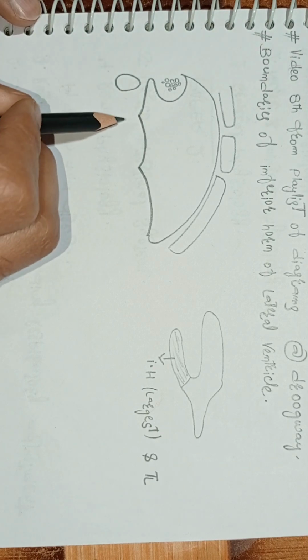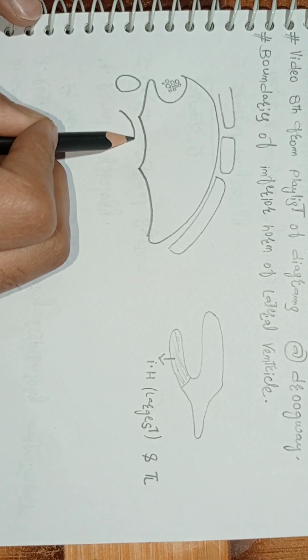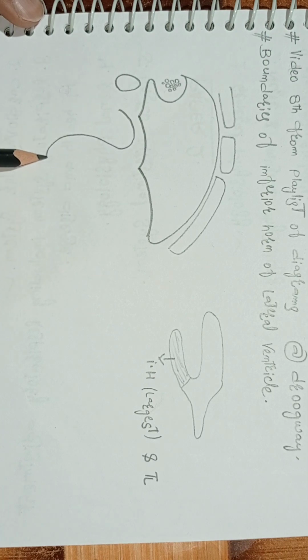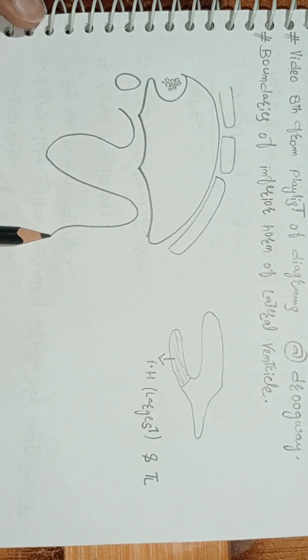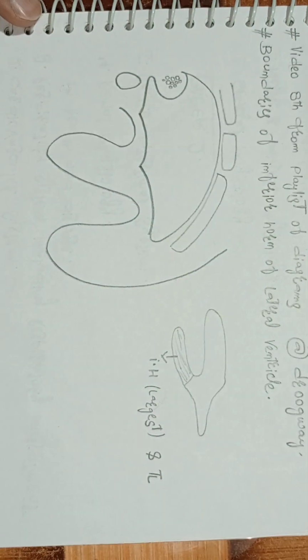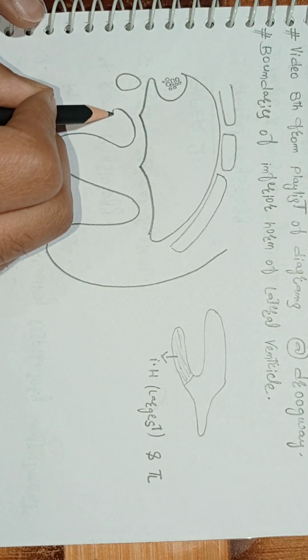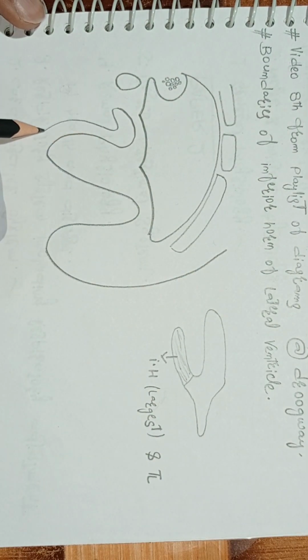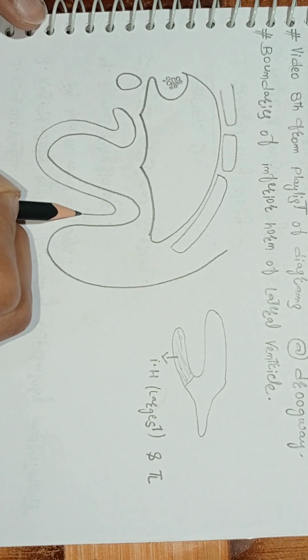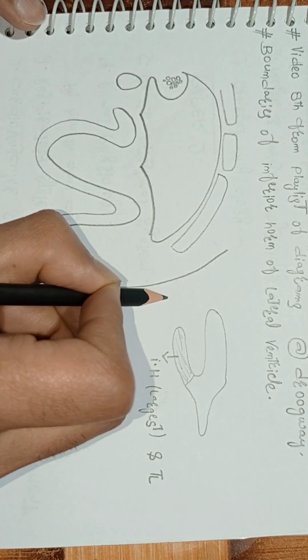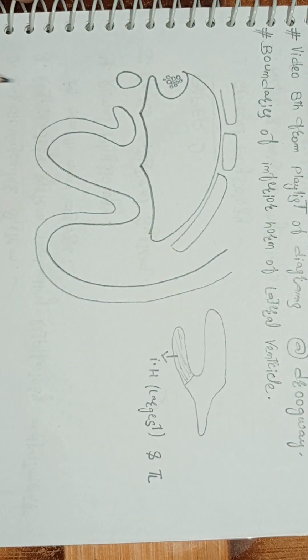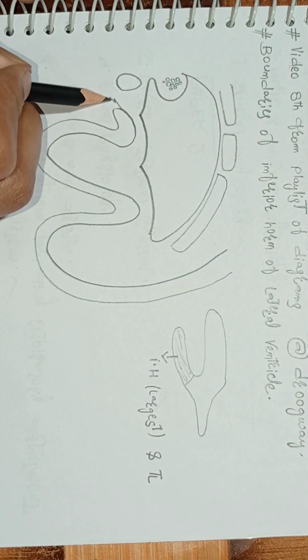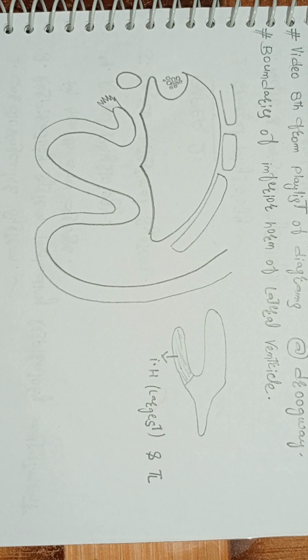Then we'll make a snake-like structure in this manner. Clear? And it will be followed by another line like this. And in front of this snake-like structure we make this structure. So this diagram is the boundaries of the inferior horn of the lateral ventricle.